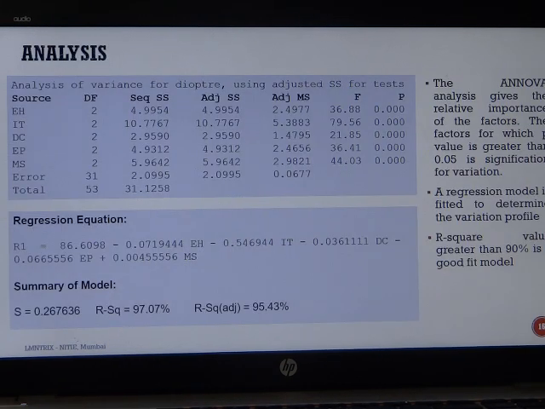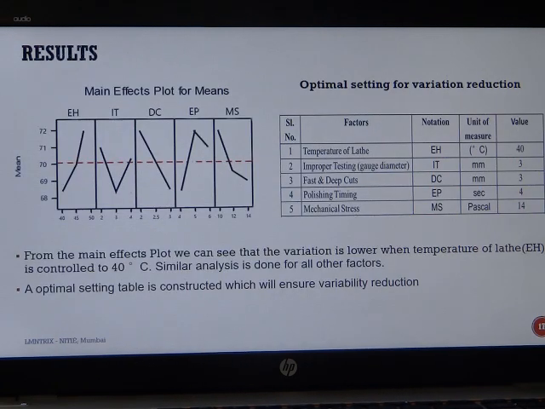Now, in the analysis process, we look at the ANOVA table. The ANOVA table gives the relative importance of the factors. The factors for which p-value is greater than 0.05, these are significant factors and need to be taken care of. We then fit a regression line and check the goodness of fit using the R-square value. Finally, we come to results.